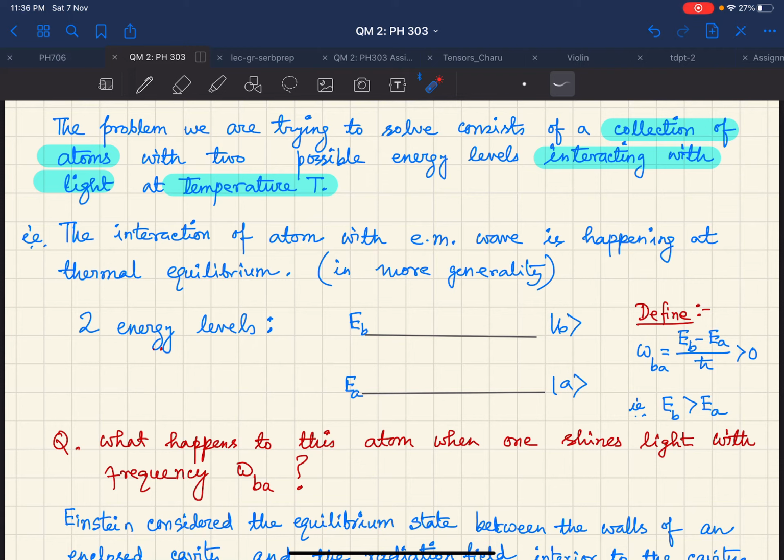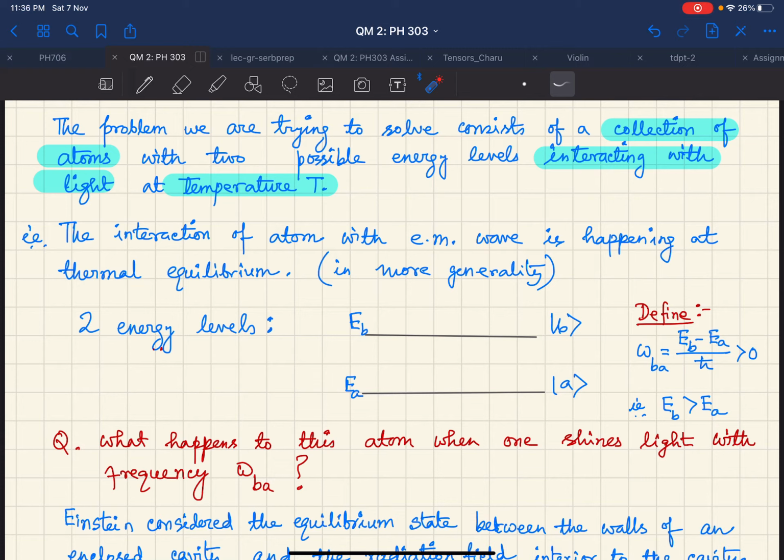So now the interaction of atoms with electromagnetic wave is happening at thermal equilibrium, suppose. So we are assuming that all these interactions are happening when there is thermal equilibrium. There is no exchange of thermal energy, everything is in equilibrium.